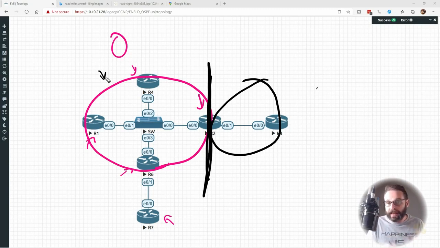That way they can all calculate the best path to get from point A to point B and ensure that it will be a loop-free topology. That's what really makes the link state database work.